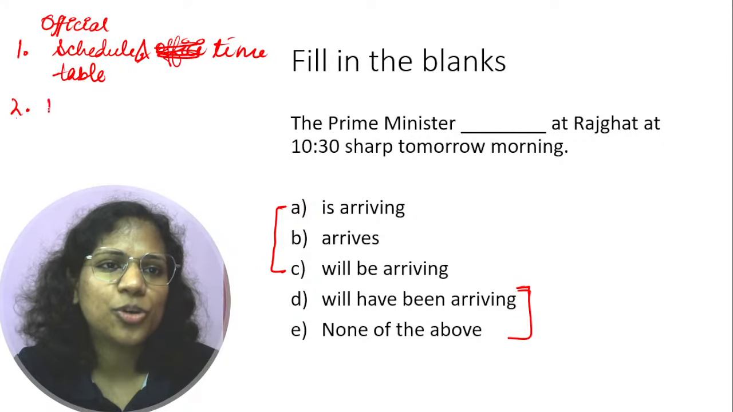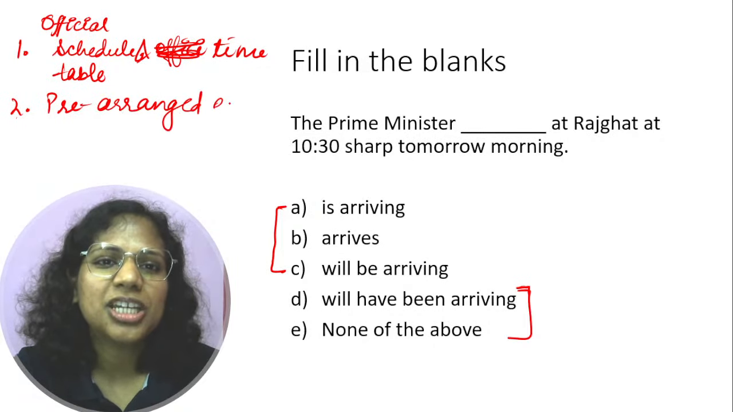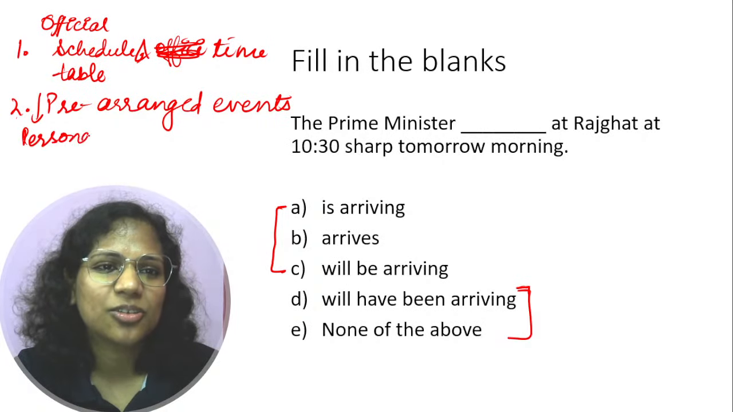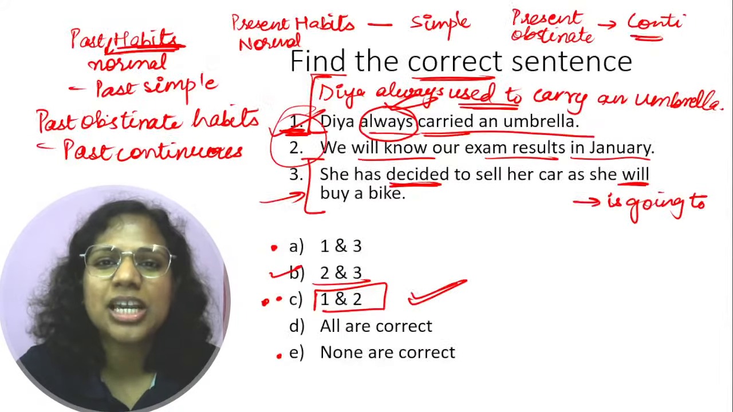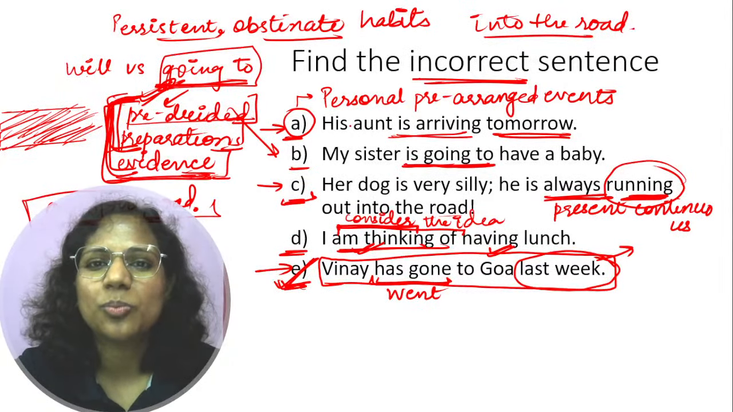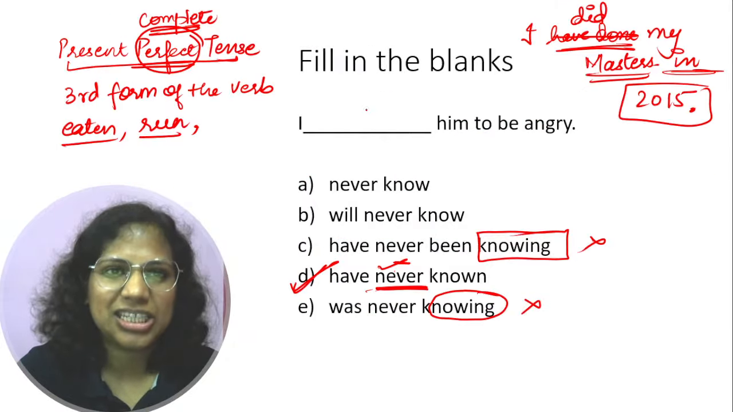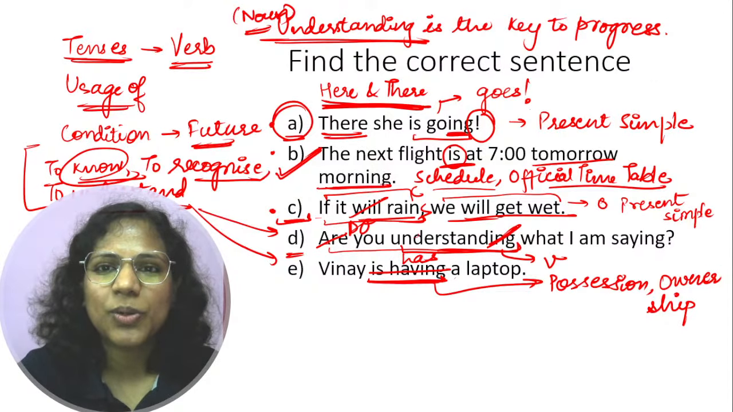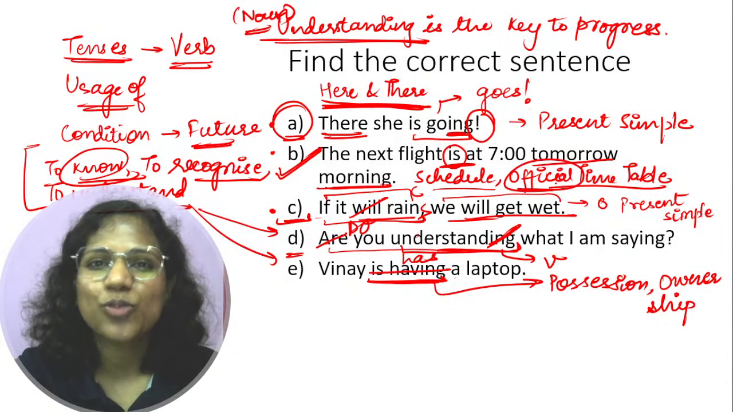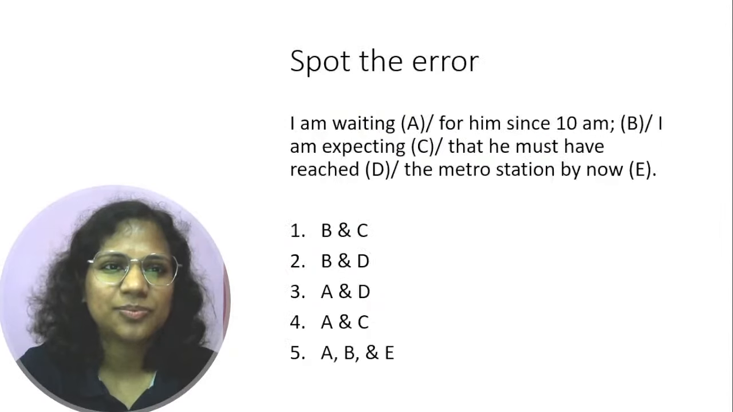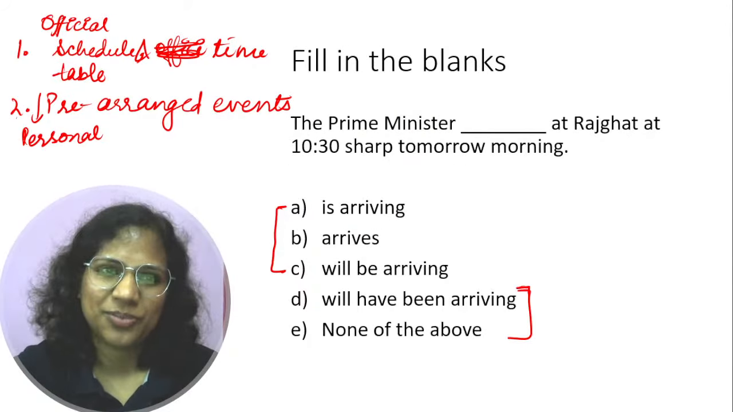Then I have also talked to you about pre-arranged events. But remember, when I mentioned pre-arranged events, I used the word personal. There was a reason behind it. Why I said personal pre-arranged events when we talked about his aunt is arriving tomorrow. There was a reason behind it. And similarly, when I talked about schedule, I used the word official. Yes, that was the distinction here that you needed to remember.